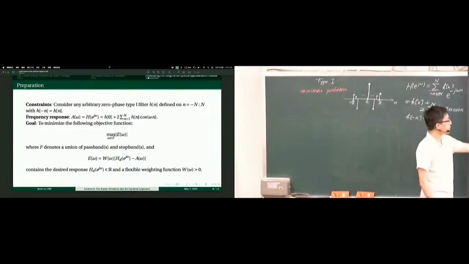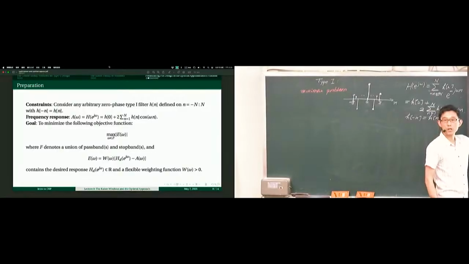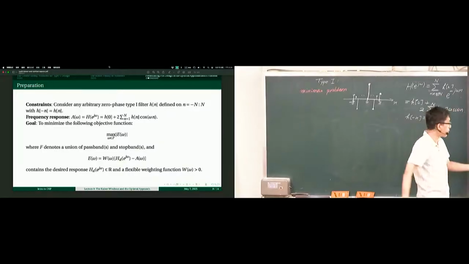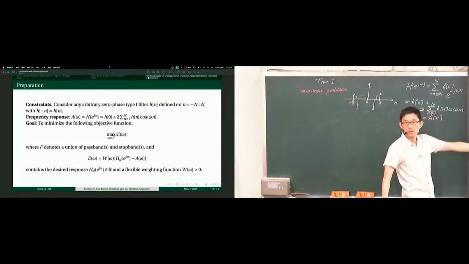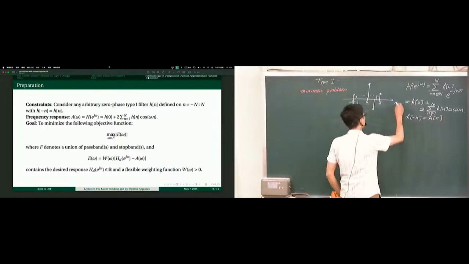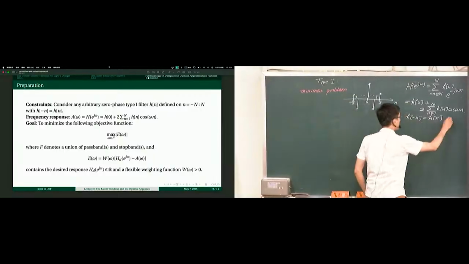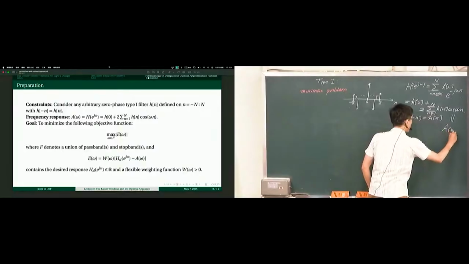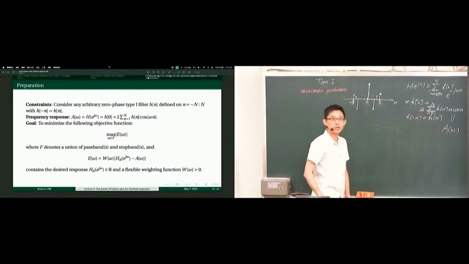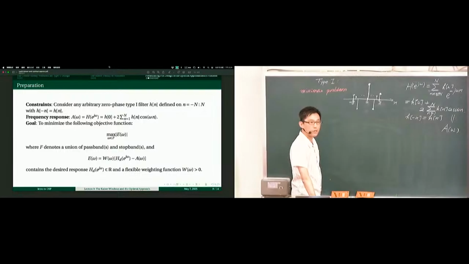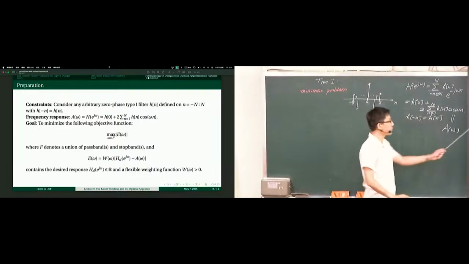So in general, it's going to be a function of omega. That's the frequency response. Again, there's no window. This already is the frequency response of your design. Let's denote this as A of omega, just to keep our notation simple, A of omega being the frequency response.